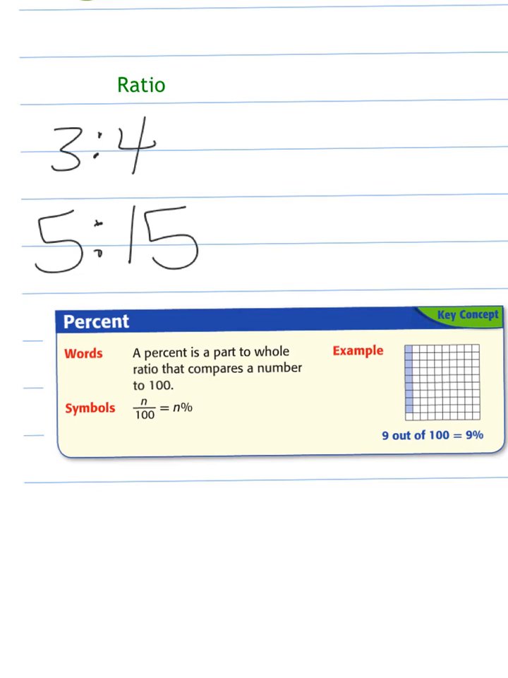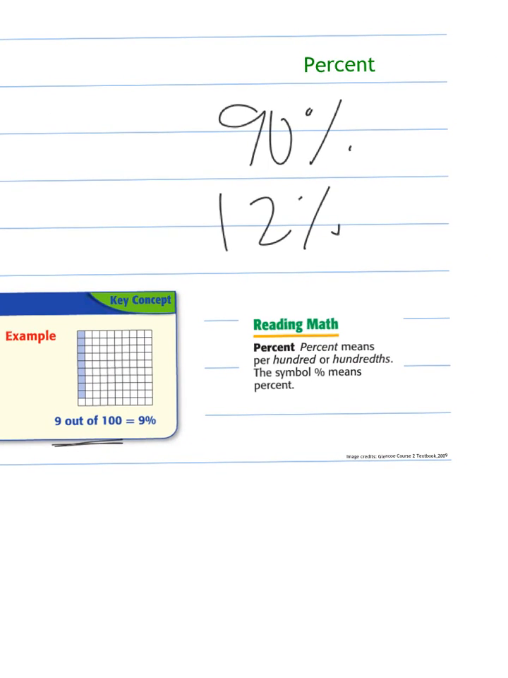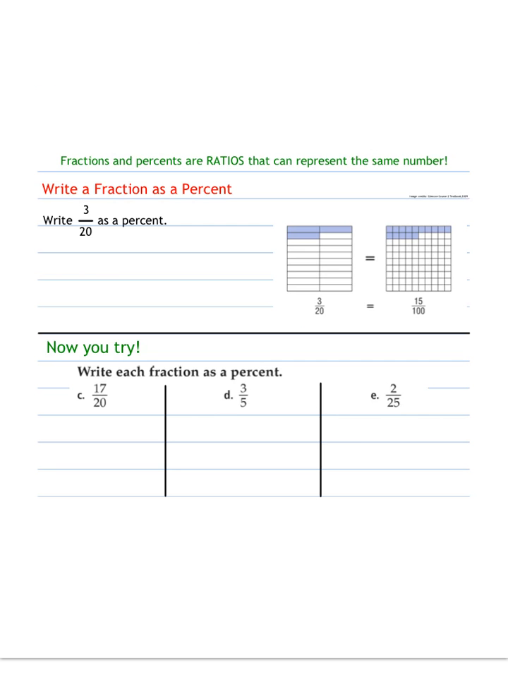Here's some vocab here for you. Percent. A percent is a part to whole ratio that compares a number to 100. Okay? So 9 out of 100, we're looking over here, 9 out of 100 is 9%. And then percent means per hundred or hundredths. The symbol right there means the percent. Okay, fractions and percents are ratios that can represent the same number. Okay, so it's just comparing two numbers.